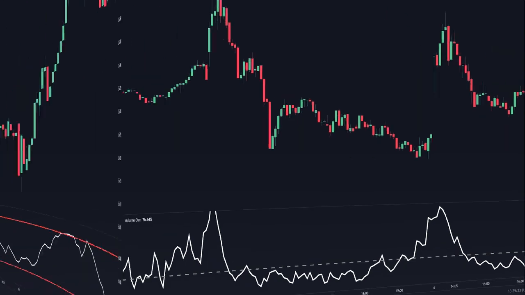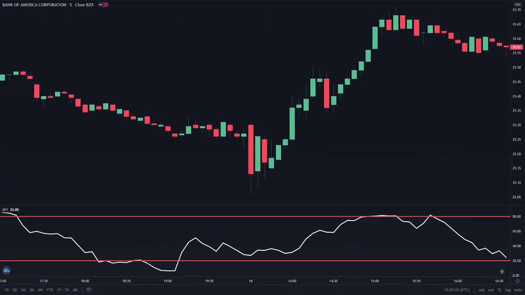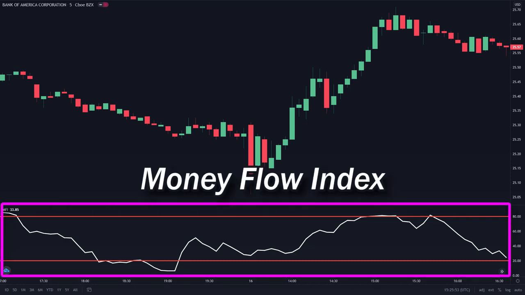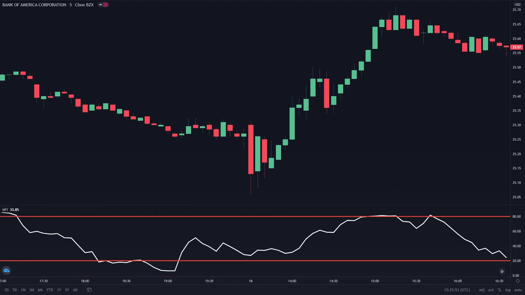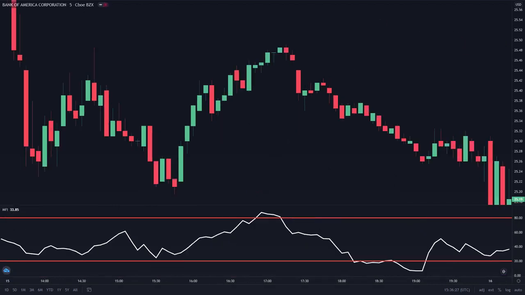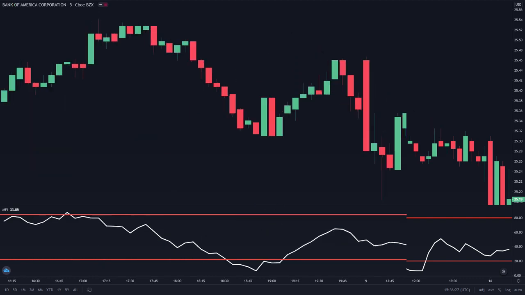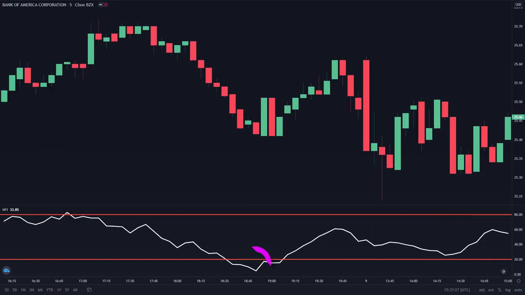And now, I'm going to give you a bonus strategy using another volume indicator called the Money Flow Index. So how the indicator works is very simple. If the line crosses above the high line, it means that the price is overbought and is more likely to reverse to the downside. And if the line crosses below the low line, it means that the price is considered oversold and is more likely to reverse to the upside.